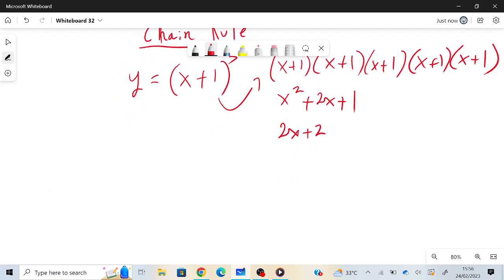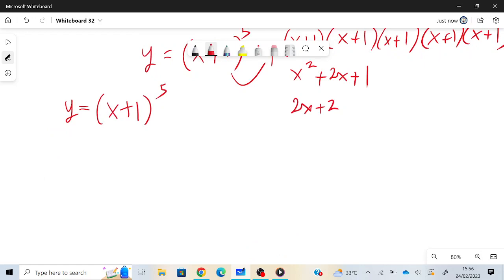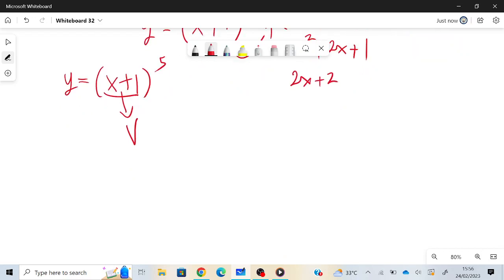Now, the best way to go about differentiating these sorts of expressions, let's say we have (x plus 1) to the power of 5, is to take whatever is inside the bracket, in this case x plus 1, and represent it with a letter. Let me represent it with v. You can represent it with x, u, or whatever you want. So if I'm saying x plus 1 is v, then my equation is now y equals v to the power of 5.